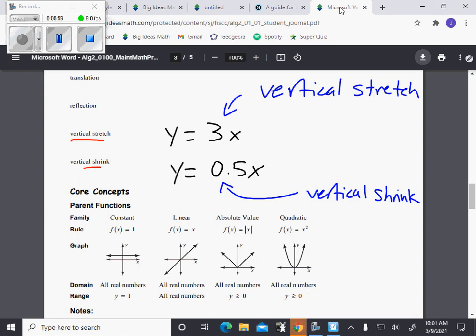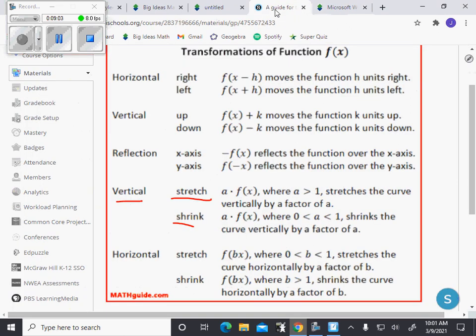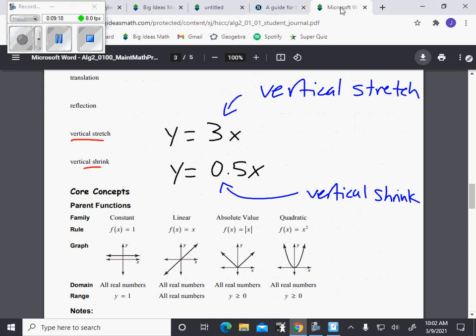Vertical shrink. Okay, that's a good start. Again, on Schoology, on the top, right here, this is all sorts of transformations. We need to come back to here a lot. So if you get this page down and study it, you'll be in a good spot. All right, let's go back to our notes.